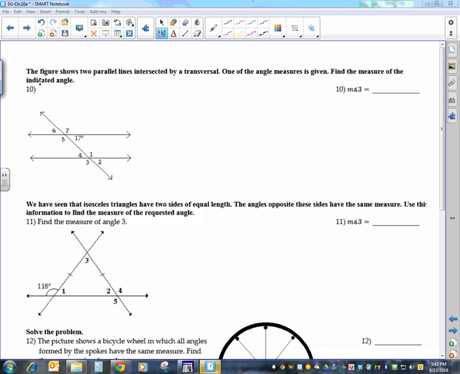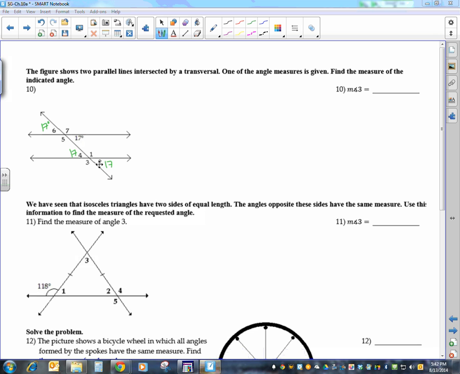to the next page. The figure shows two parallel lines intersected by a transversal. One of the angle measures is given. Find the measure of the indicated angle. So they asked us to find measure of angle 3. So I'm given 17. We've talked about this before. So all those that make a kind of like a Z diagonal are going to be 17. So that's 17, 17, and 17.